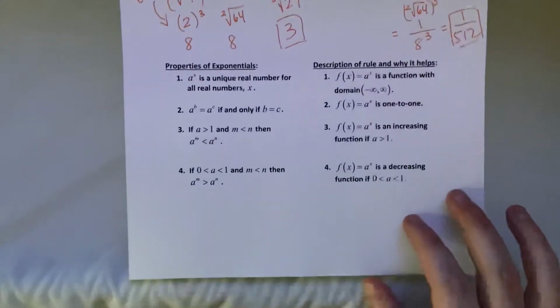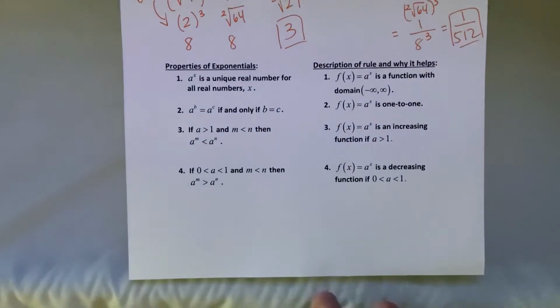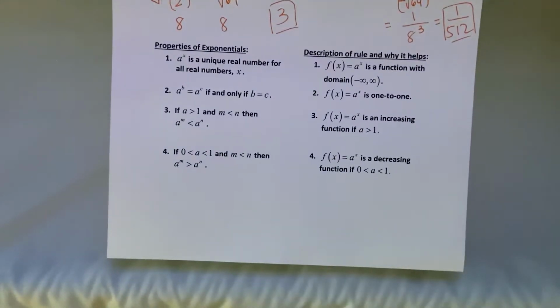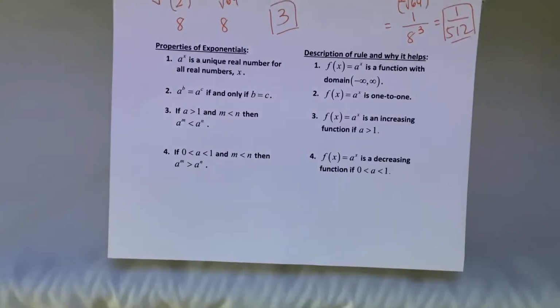So we have properties for exponents, and here's some definitions of the rules and how it's helpful. So a to the x power is a unique real number for all real numbers x. All that really says is the function f of x equals a to the x, where a is our constant base besides 1, has a domain of negative infinity to infinity. A to the b power equals a to the c, if and only if b equals c. It has a special property called 1-to-1 for functions. What that means is it's both a function, every input has exactly one output. Furthermore, every output is exactly one input.